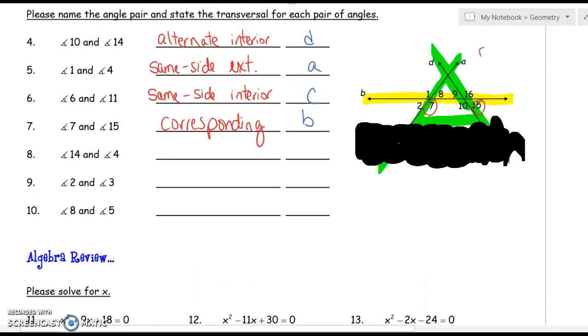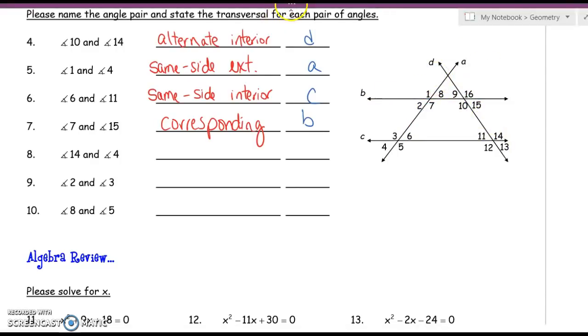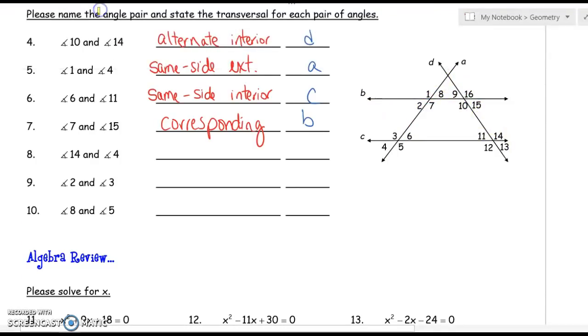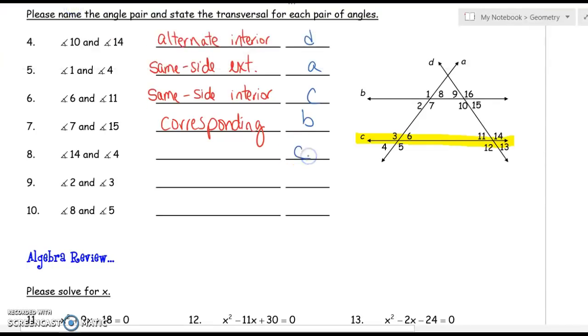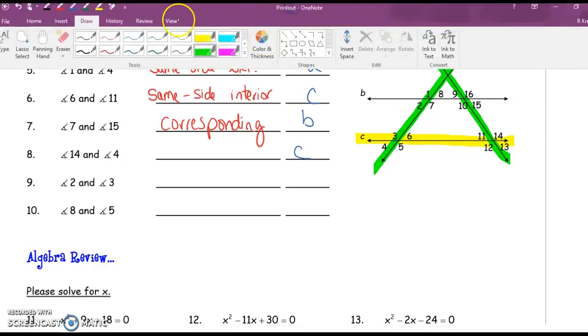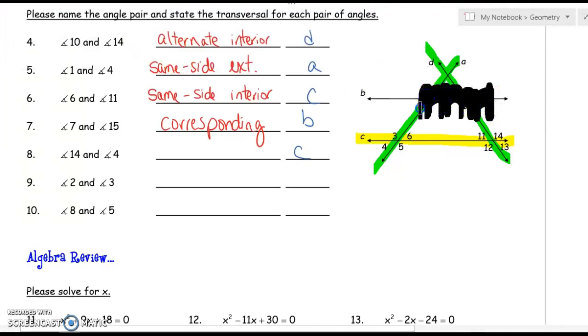Let's see. The number 8, we have 4 and 14. So let's see what we have with those. The line that touches both 4 and 14 is this line here. So C is going to be our transversal. And then we're going to highlight the other lines that touch angle 4 would be angle A, 14 would be this line D. So we're not dealing at all with line B, so we're going to kind of cover that all up like so.